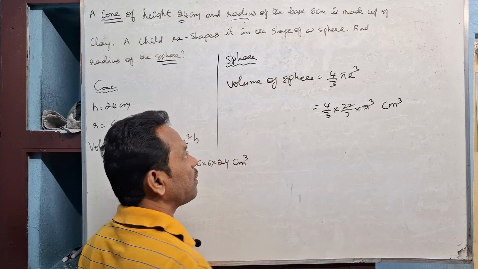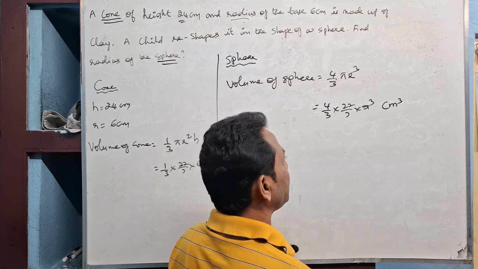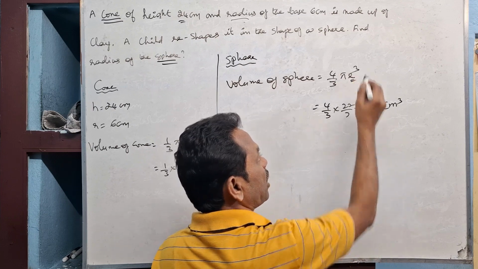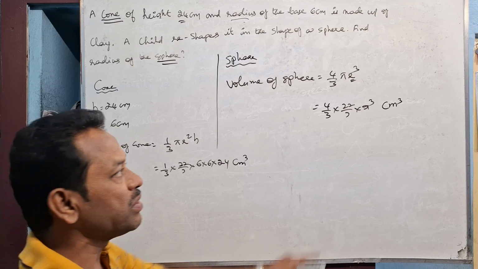The volume of a sphere equals 4 by 3 pi r cube. So by substituting values, I'll get 4 by 3 into 20 by 7 into, since I don't know the value of r, keep r as it is, r cube, that will be in centimeter cube.